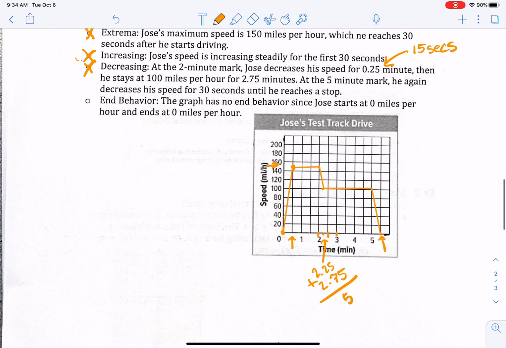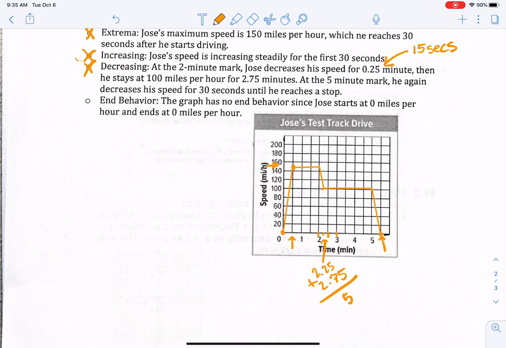The last thing is the end behavior. The graph has no end behavior. This one's kind of a weird one. He has no end behavior, okay? End behavior happens when you have arrows going on, right? It's like talking about the ends of the graph. Well, here, the graphs don't have arrows on the ends because they do, in fact, end, right?